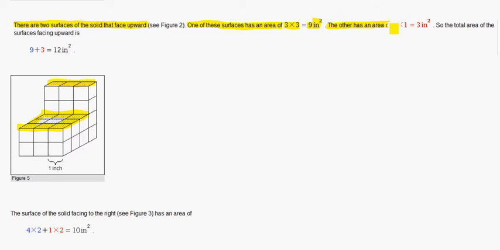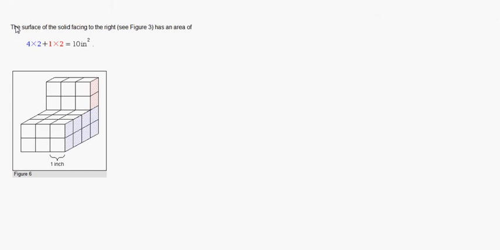The other has an area of 3 by 1. So here there are 3 cubes facing the top. So 3 times 1 is 3, and that's square inches. So the total area of the surfaces facing upward is 9 plus 3, which is 12 square inches.